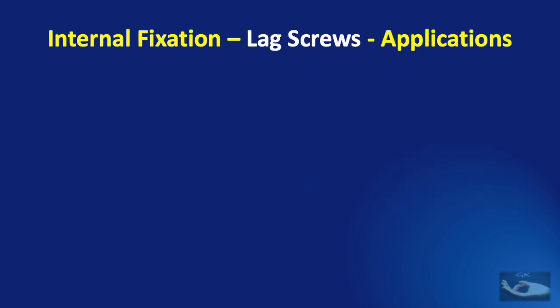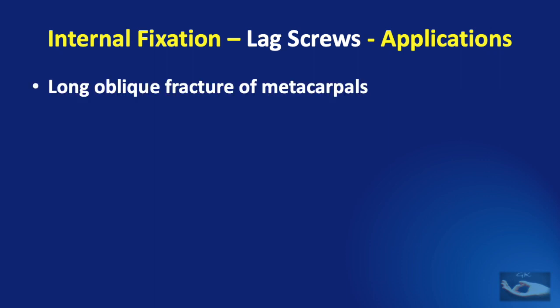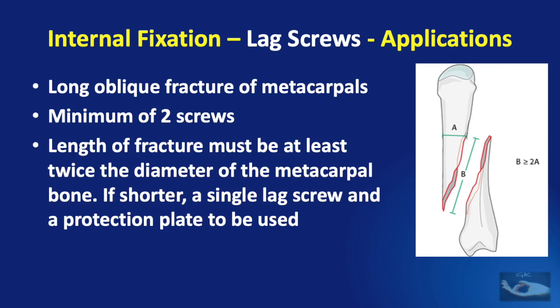The commonest applications of lag screws in the hand are for the fixation of long oblique fractures of the metacarpals, where a minimum of 2 screws need to be used. It is important that the length of the fracture be at least twice the diameter of the metacarpal bone. If the fracture is shorter, a single lag screw and a protection plate need to be used.